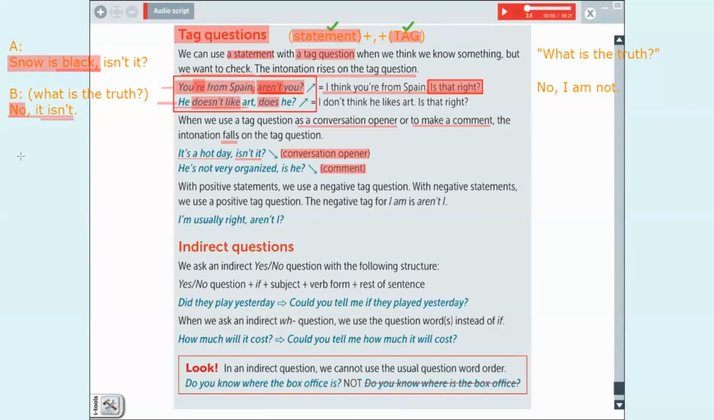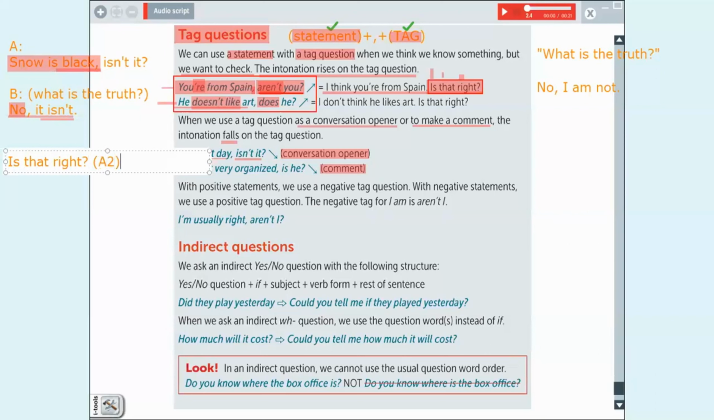Yes, but I can use "snow is black, is that right?" instead of "isn't that right?" Yes, for sure. You can say, is that right? But what is the problem with this?